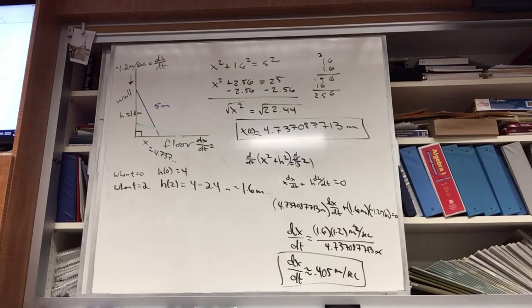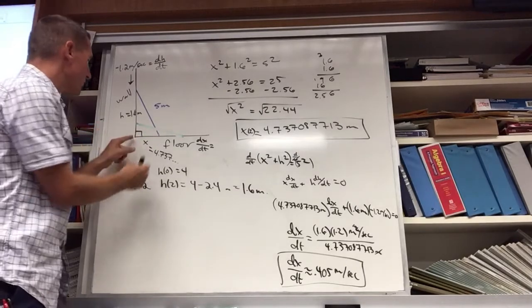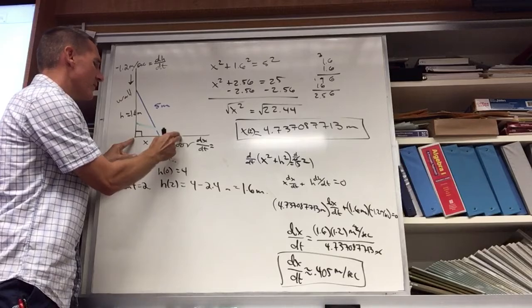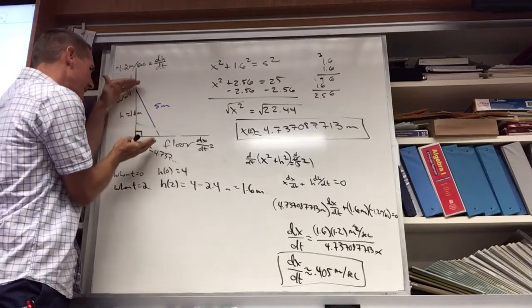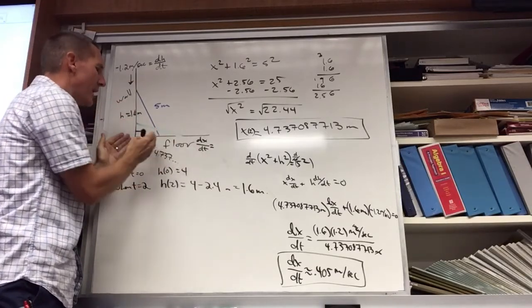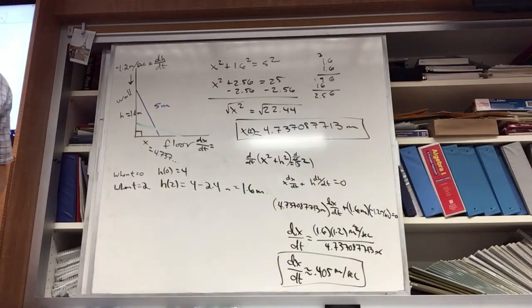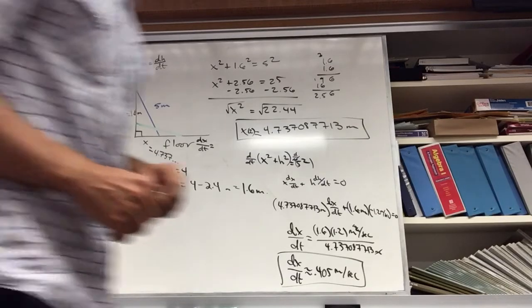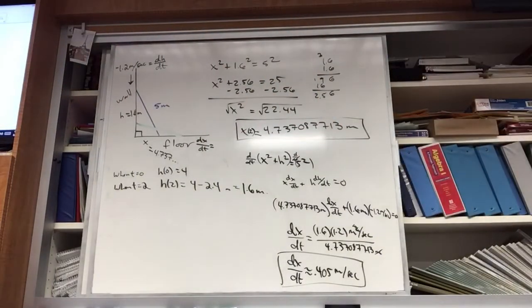But again, does that make sense that dx/dt is positive? Well, yeah, it does, because x represents the distance from the wall to the base of the ladder. So as the ladder is sliding down the wall, this base is getting further away, and x is increasing. Because x is increasing, dx/dt is going to be positive. So that makes sense to us. And I'm going to stop there. Oh, actually, so that was number 11.